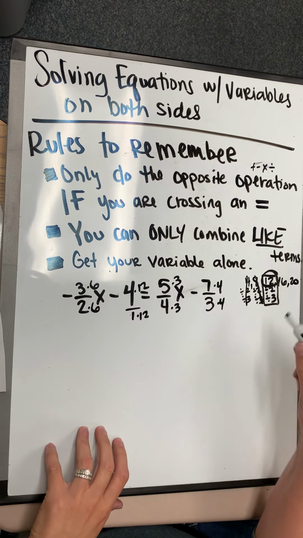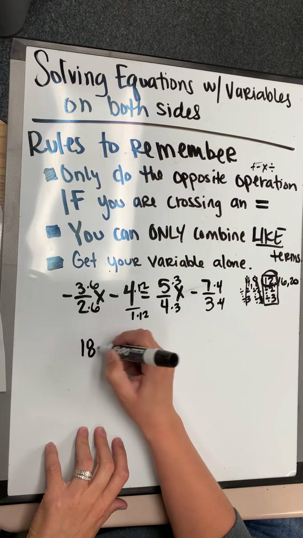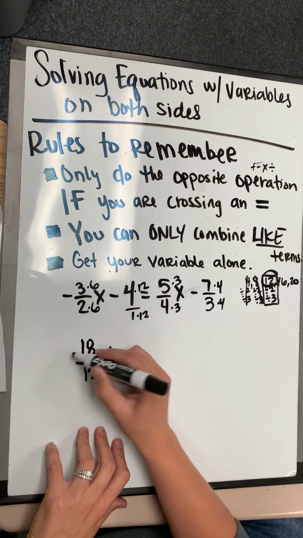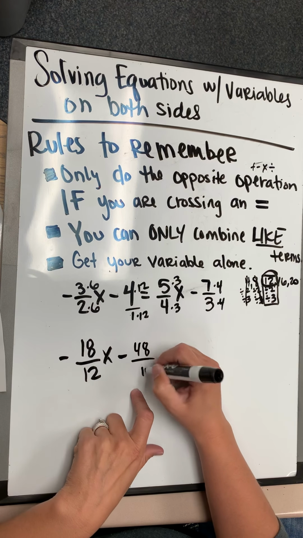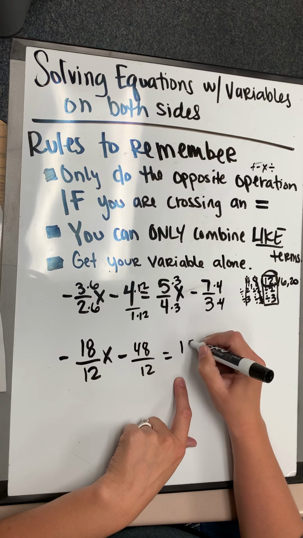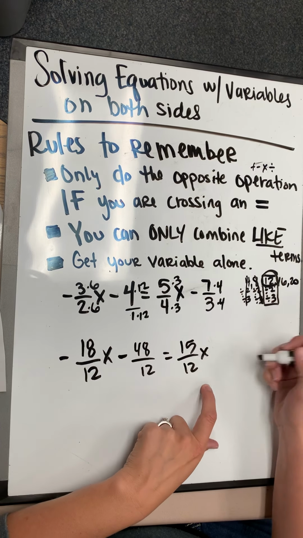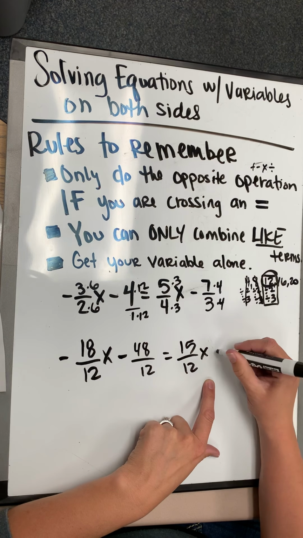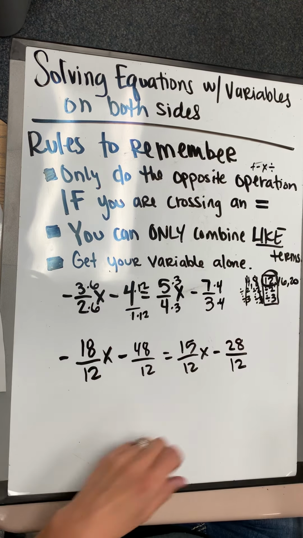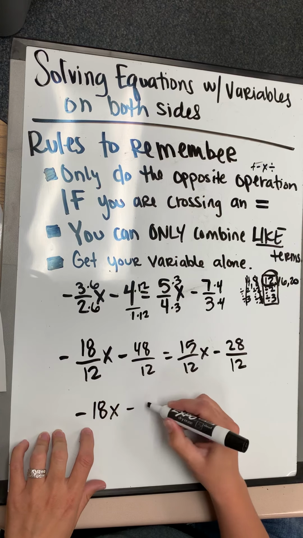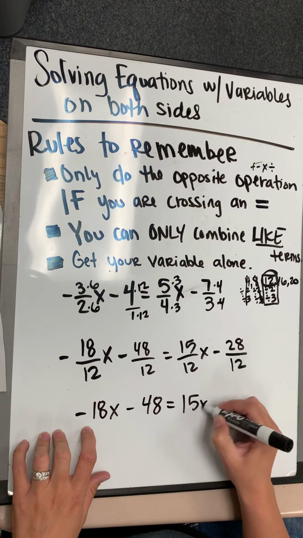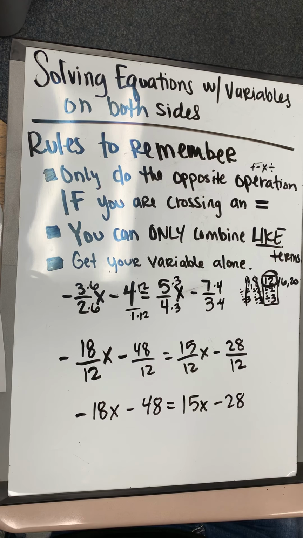So when I go through and do this, 3 times 6 is 18 over 12x. It'll still be a negative. Negative 4 times 12 is 48 over 12. 3 times 5 is 15 over 12x. Negative 7 times 4 is a negative 28 over 12. Now that I have a common denominator, I can kind of disregard it. So negative 18x minus 48 is equal to 15x minus 28. Watch those signs, please.